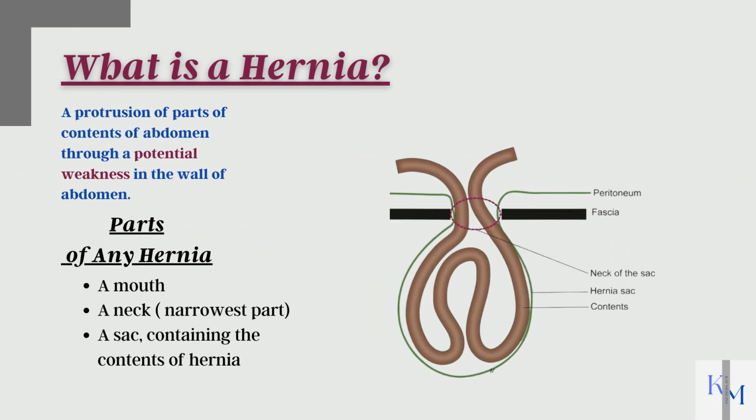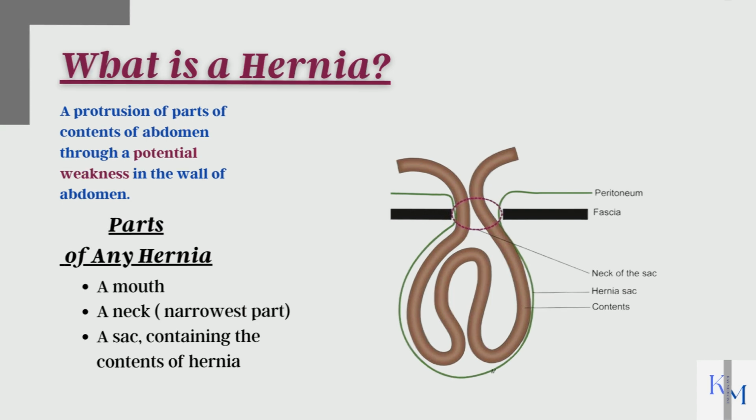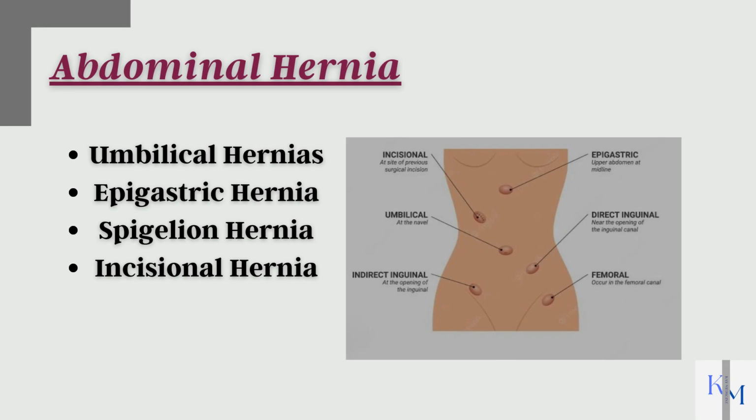There are certain parts of a hernia, as you can see here in this picture. We have a mouth through which it protrudes, a neck, which is the narrowest part, and a sac that has the contents. Contents of a hernia can be anything. It is different in different types of hernia, as we shall see. So, there are 4 different abdominal wall hernias that we will be discussing today: an umbilical hernia, an epigastric hernia, a spigelian hernia, and an incisional hernia.